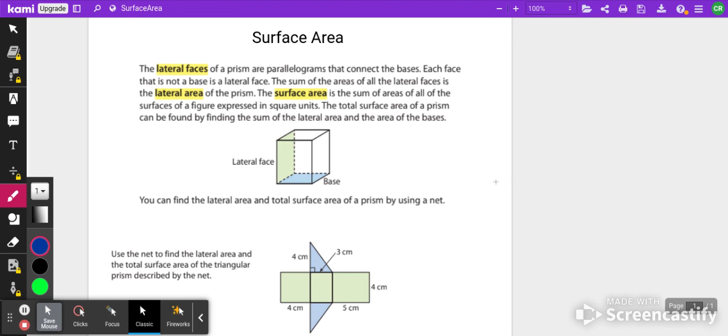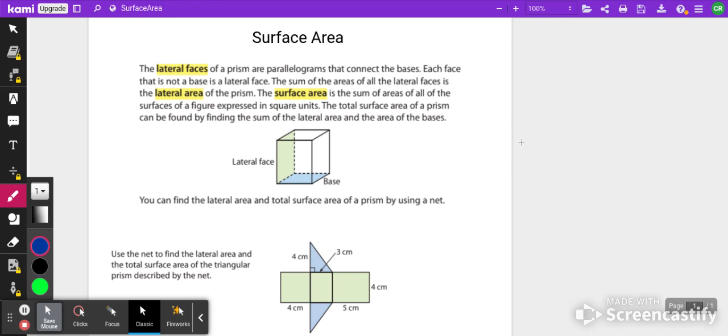The total surface area of a prism can be found by finding the sum of the lateral area and the area of the bases. So you've got a rectangular prism here. It's just showing you that it's got two bases. It's usually the top and the bottom. And then the sides are the lateral faces. So we're going to be finding lateral and total surface area.